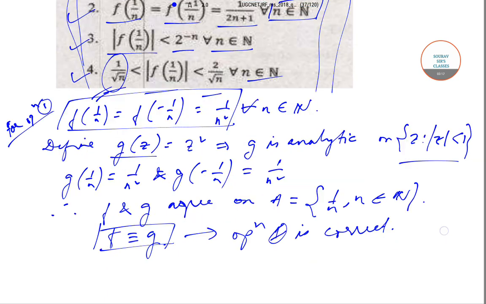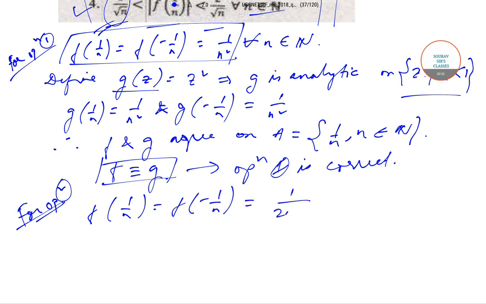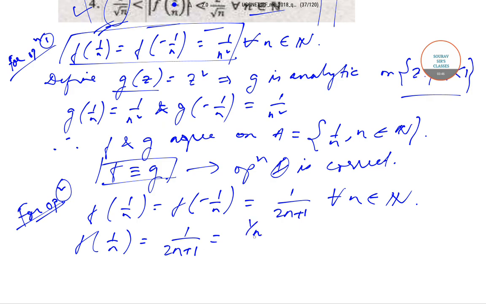Now let us shift our focus to option 2. In option 2 we have been given that f of 1 by n is equal to f of minus 1 by n, and that is equal to 1 by twice n plus 1 for all n which belongs to the set of natural numbers. So now f of 1 by n is equal to 1 by twice n plus 1. If we divide both the numerator and denominator by n, this will become 1 by n upon 2 plus 1 by n.